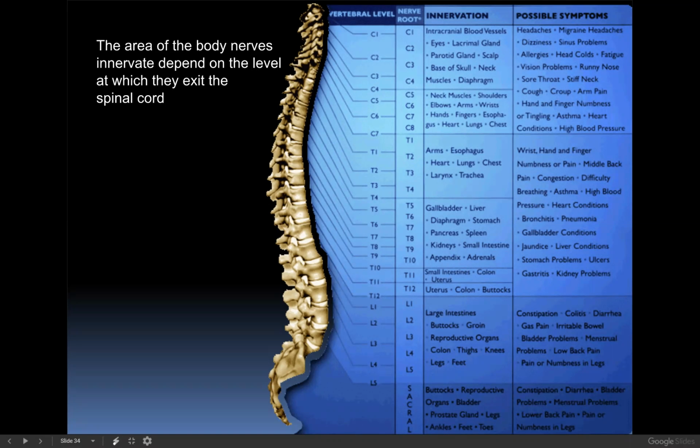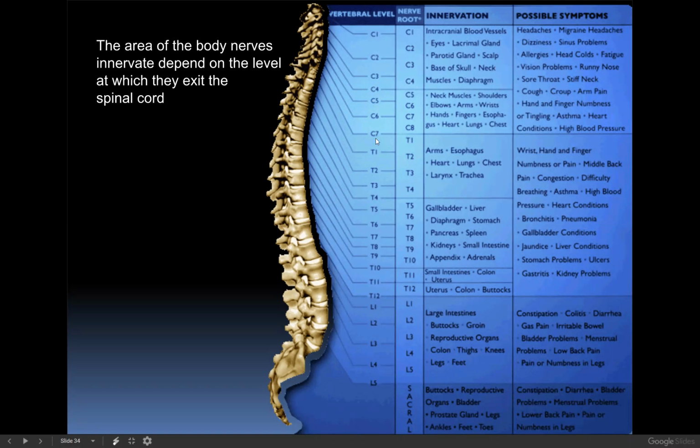Multiple nerves are going to exit the spine and group up, forming nerve networks or nerve plexus. Each plexus then becomes responsible for an entire area of the body. C1 through C4 forms the cervical plexus. Those innervate the eyes, the parotid glands, the scalp, the base of the skull, the neck muscles, the diaphragm.